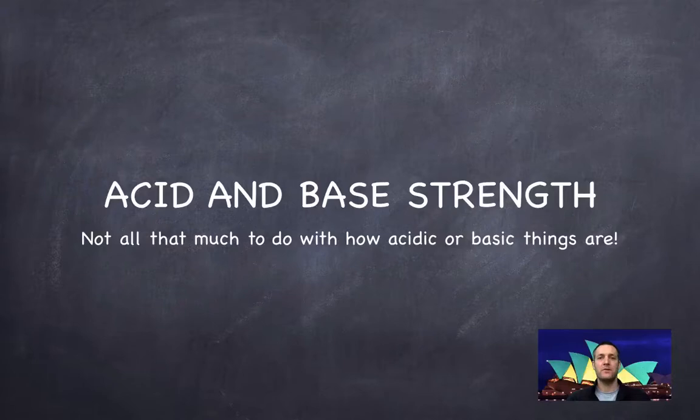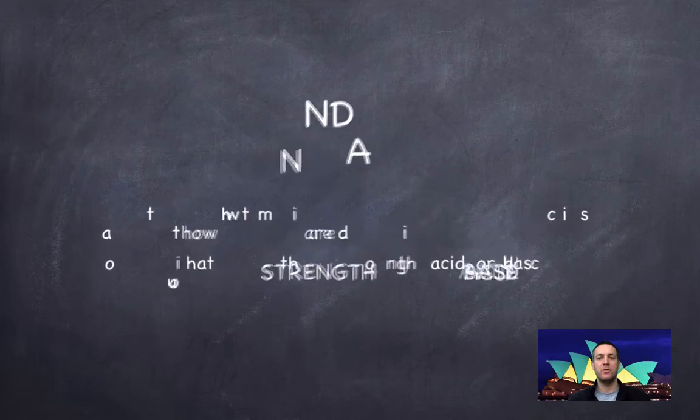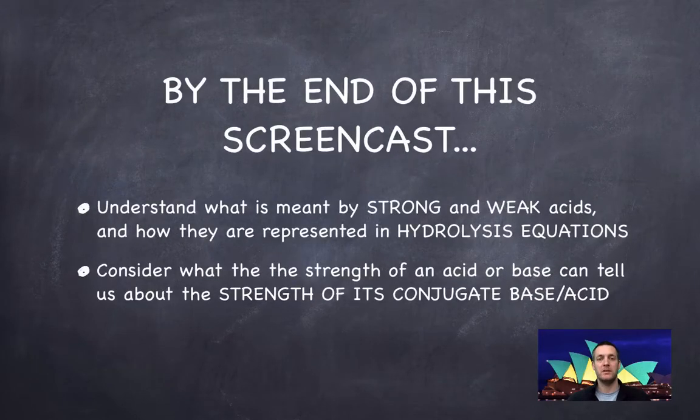Hello and welcome to this film, which is all about acid and base strength. Now hopefully by now you know what is meant by an acid and a base and by a conjugate pair. In this film we're going to look at how the strength of an acid and a base will influence how they're represented in hydrolysis equations, and it will also determine how strong or weak their conjugate pair is.